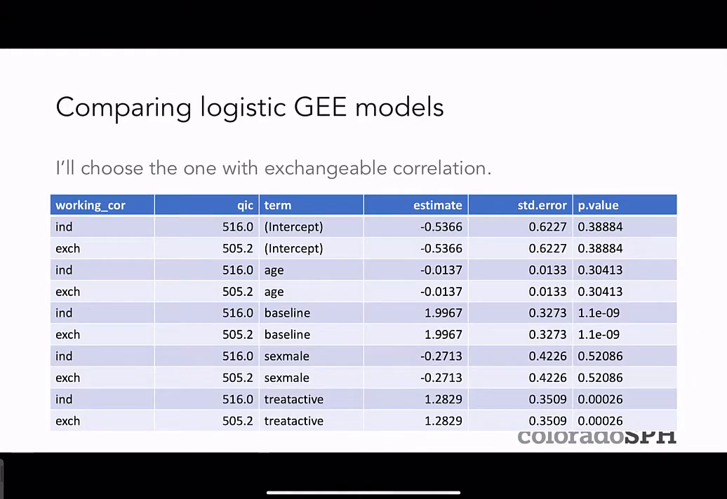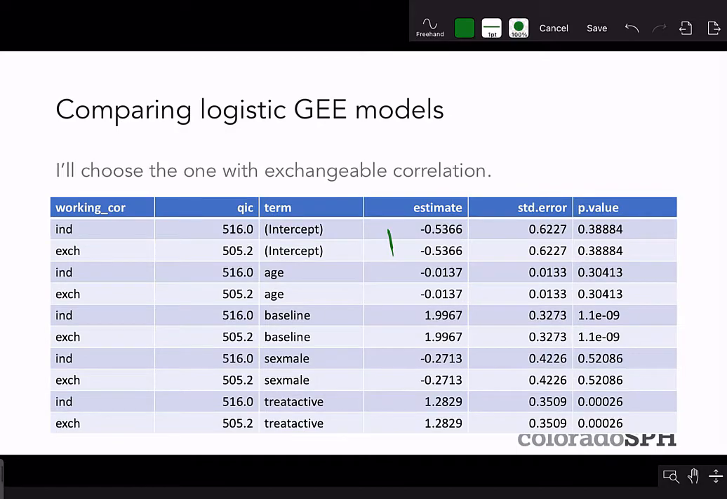Just looking at the output of that table, comparing independent to exchangeable, the estimates are very similar for the intercept. They're exactly the same for age, at least up to 3 significant digits. They're the same for baseline, for sex, and for treatment. And the standard errors are basically exactly the same as well in this case, which means that our inference is going to be exactly the same across models.